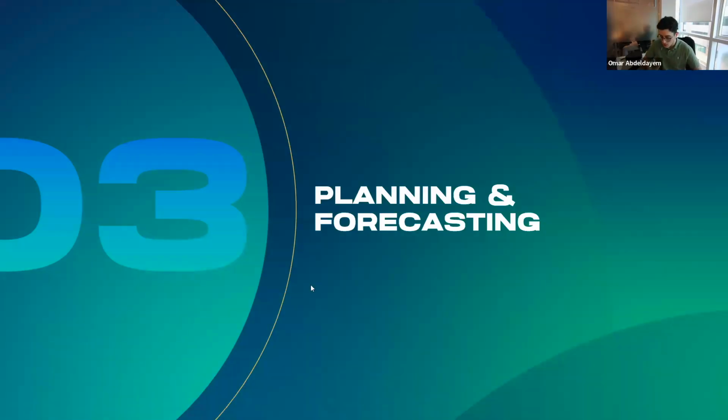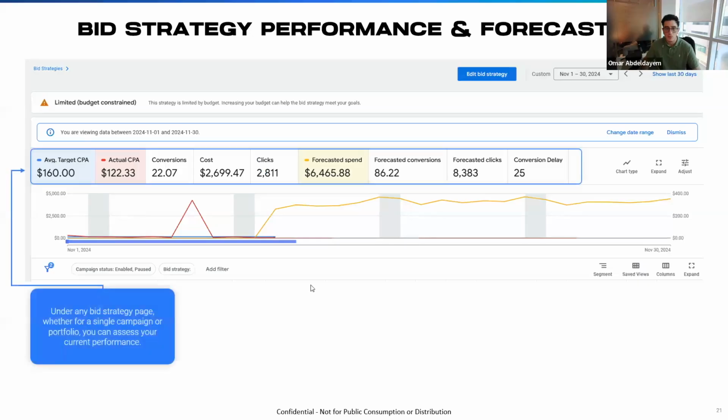So now that we've created bid strategies, whether the standard ones that we have available on both SA and Google Ads or the budget bid strategies, we have some features that are also unique to SA360 with planning and forecasting. So overall, when you look at any bid strategy page, whether it's a budget bid strategy or a standard one, you'll be seeing this page right in front of you on the platform.